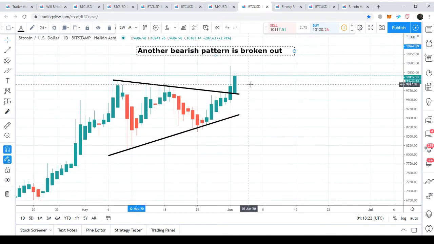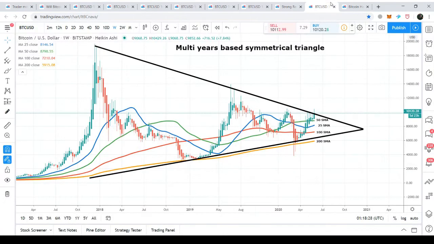And we will also watch how the BTC is breaking out the different bearish patterns on the daily chart as well. And at the end of this video, I would like to show you this multi-year symmetrical triangle. This is a very big triangle that the Bitcoin has formed, and at this time the price action is trying to break out the resistance of this triangle.